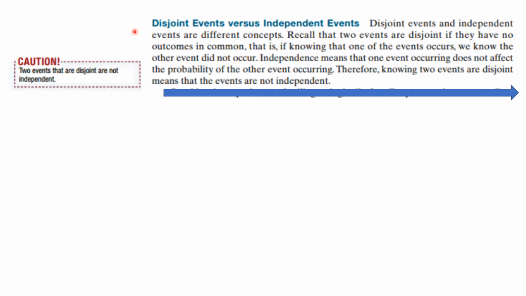Now let's talk about disjoint events versus independent events. Events that are disjoint are not independent. Often students confuse this. Disjoint events and independent events are different concepts. Recall that two events are disjoint if they have no outcomes in common. That is, if knowing that one event occurs, we know the other one did not occur. Independence means that one event occurring does not affect the probability of the other event occurring. Therefore, knowing two events are disjoint means that the events are not independent. If you know one occurs, then you know whether the other one does not occur.